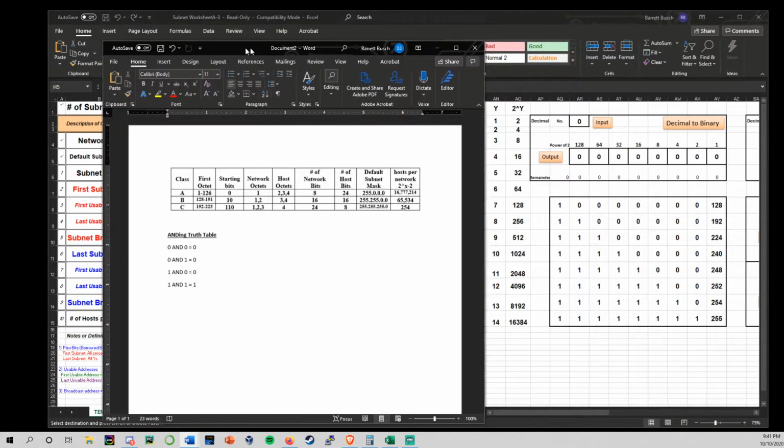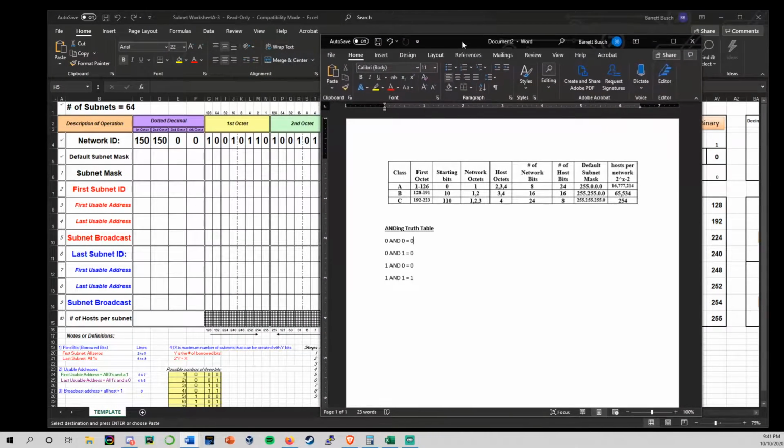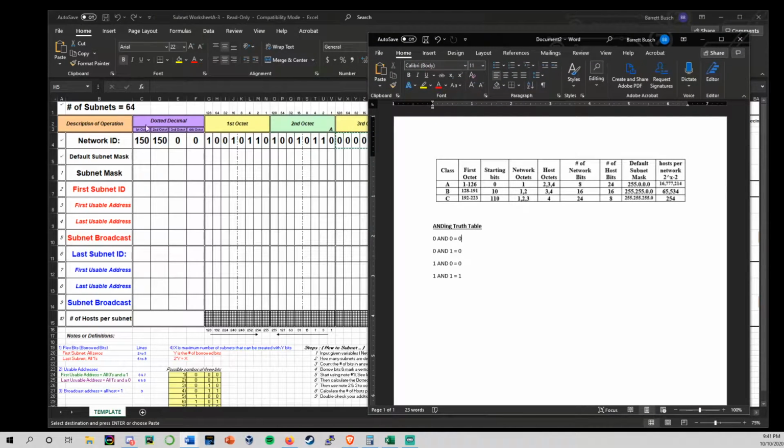Okay, so next, let me bring this chart over. This is going to help us determine the default subnet mask. We need to determine whether this is a Class A, Class B, or Class C IP address. We can see, because it's 150, this is in the Class B range.